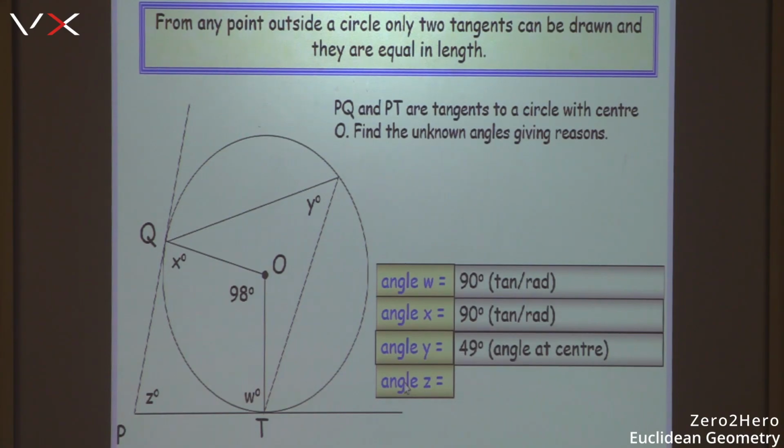Let me look for Z now. We know that from our grade 8, grade 9, if I add this angle plus this angle plus this angle plus Z, I will get 360, not 180 now. The sum of interior angles on every four-sided figure is 360. So we've got this as 90, we've got this as 90, so it's 90 plus 90 plus 98 plus Z will give me 360. Therefore Z will be equal to 82. I've used the sum of the interior angles in a quadrilateral.